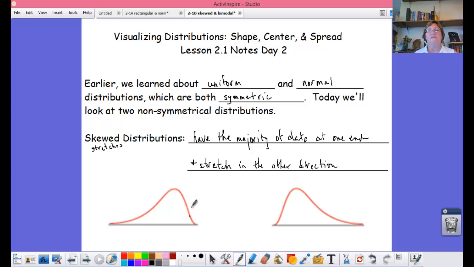Now, we can have skewedness either way. This one, where it is stretching down toward the left, is called skewed left. So the direction is the direction that it's stretching in. This one would be skewed right.